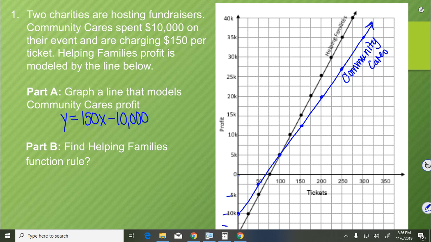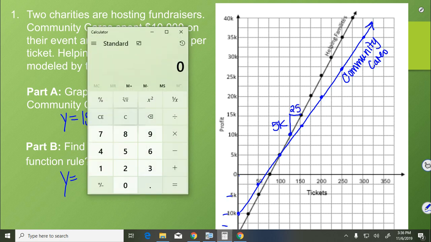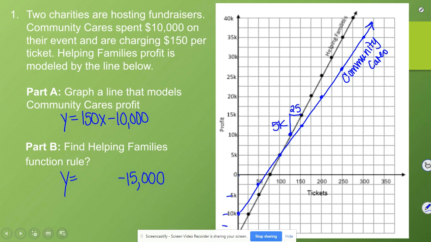All right, then find Helping Families' function rule. Well, Helping Families starts at negative 15,000. So that means they spent 15,000 to host their party. And then we look at the slope and we see that the slope is going up 2 and over 1. Well, up 2 is 5,000 and over 1 is 25. So we could do 5,000 divided by 25, which gives us $200 per ticket.